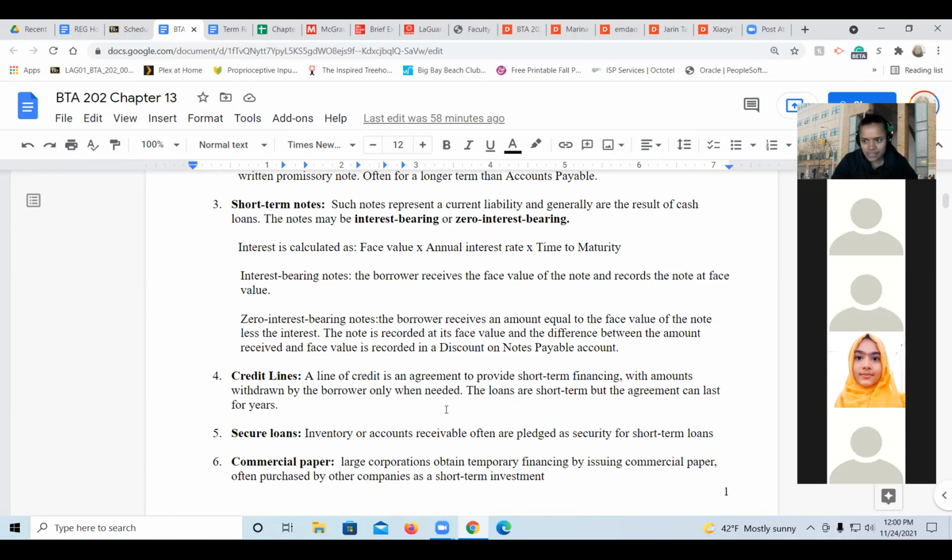Or it could be accounts receivable. They could actually take your accounts receivable and sell them off to someone else that will collect the accounts receivable just so they can get the money that you owe. That's a secured loan.